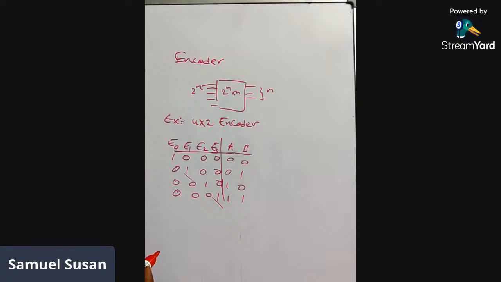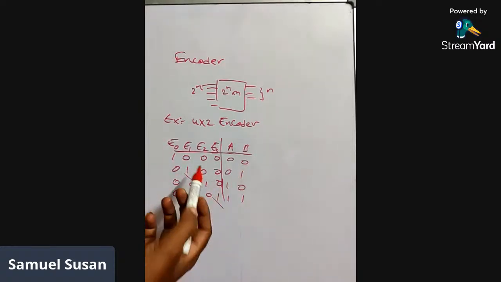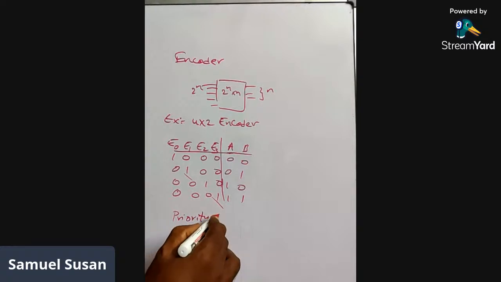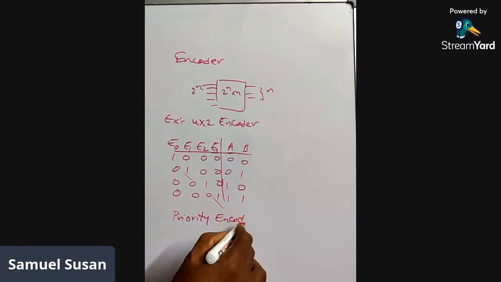So there is a question, there is a small modification in the encoder, that is, what if two inputs are kept 1, right? So for example, if E0 and also E2 are 1, what should be the output? Which binary value should be there? So that concept is in the priority encoder. We call it a priority encoder. This is also an important concept.